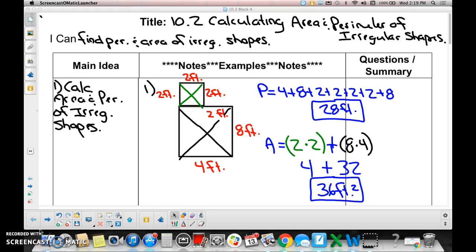Christian, what is the title of our lesson today? 10.2 calculate area and perimeter. And what can you now do, Jonathan? You can find perimeter and area of a regular shape.